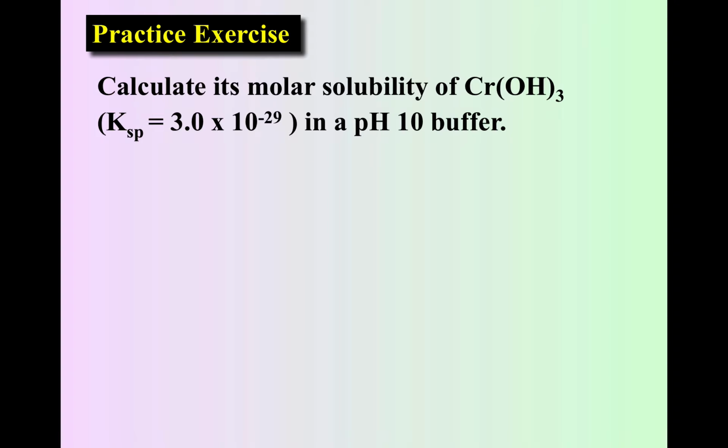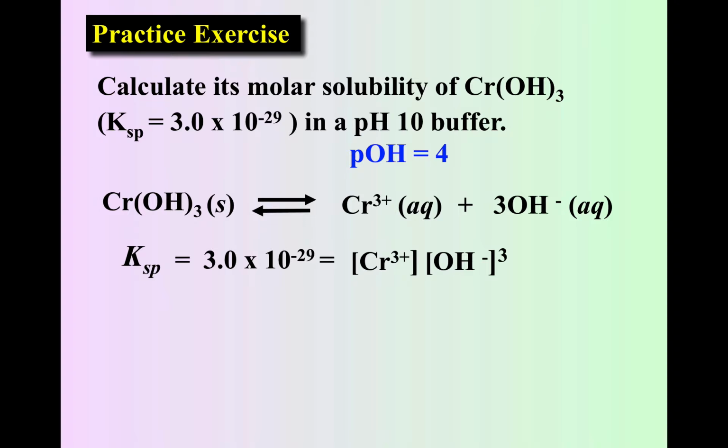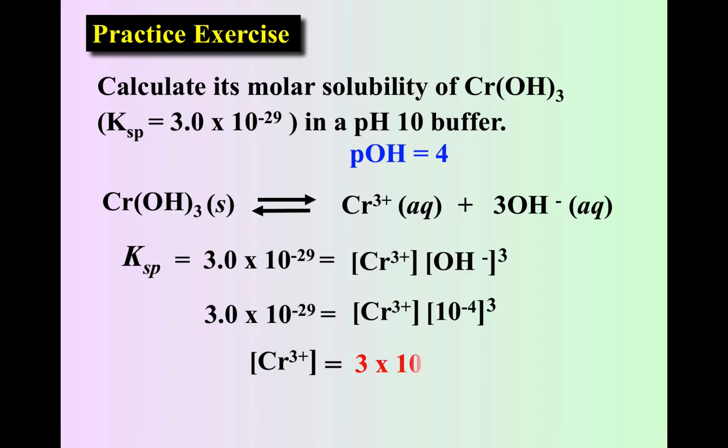So at a buffer of 10, we know what the pH is. Subtract from 14, we therefore know what the pOH is. And if I take the pOH and take 10 to the negative pOH, I can get the hydroxide concentration. All right, so I plug that in and solve for chromium, right? The chromium concentration is going to represent how much chromium hydroxide is going into solution. So that is the molar solubility at a pH of 10. So the common ion hydroxide is suppressing how much of the chromium ions go into solution.